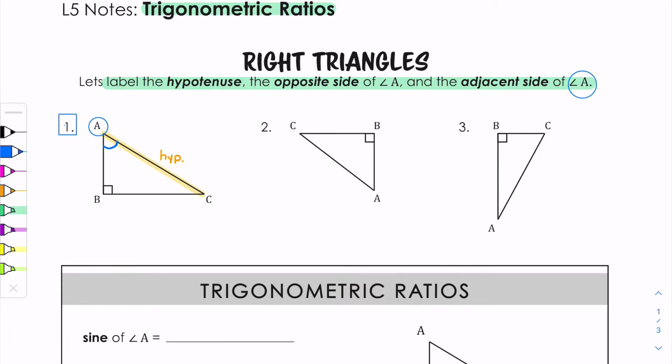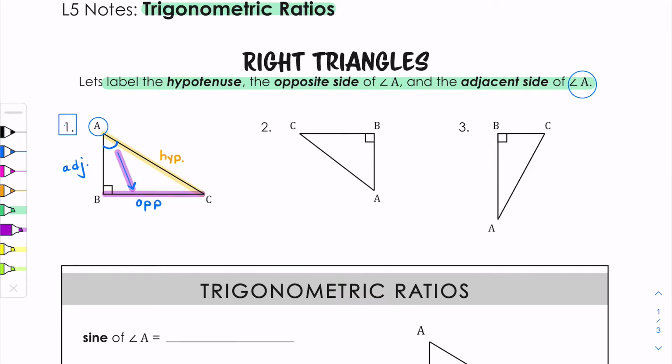The opposite side of angle A is always across from the angle. And the adjacent side is always going to be next to the angle. So adjacent means next to something or having a common vertex and a common side. So opposite is always across from whatever angle you're dealing with.